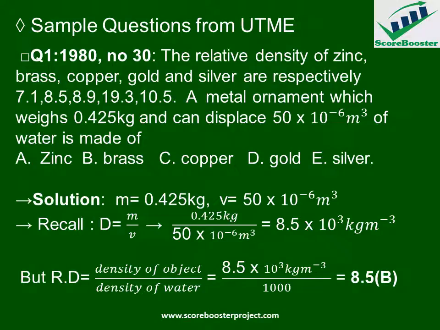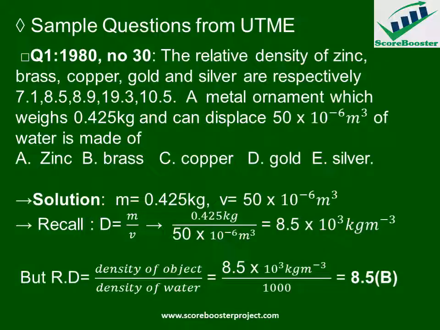Now on to sample questions from UTME. The first question we shall be considering comes from 1980, number 30, and the question goes thus: the relative density of zinc, brass, copper, gold, and silver are respectively 7.1, 8.5, 8.9, 19.3, and 10.5.